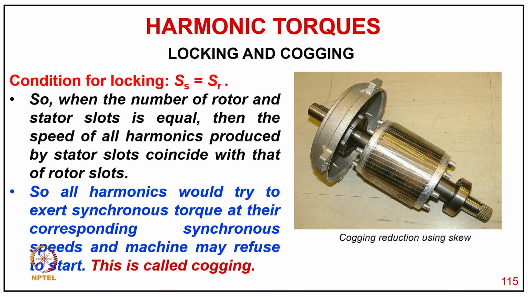Coming to locking and cogging: if the motor gets locked at zero speed, we call it cogging, and that happens if you have selected the stator slots equal to the rotor slots. When the numbers of rotor and stator slots are equal, the speeds of all harmonics produced by the stator slots coincide with those of the rotor slots. So all the harmonics will try to exert synchronous torque at their corresponding synchronous speeds, and the machine may refuse to start. This is called cogging.